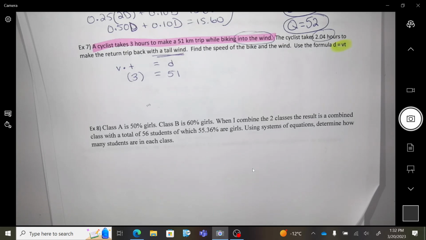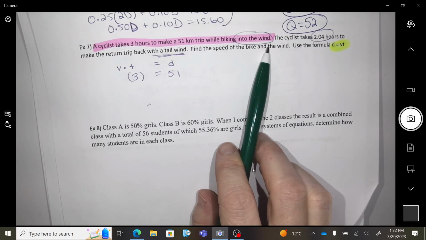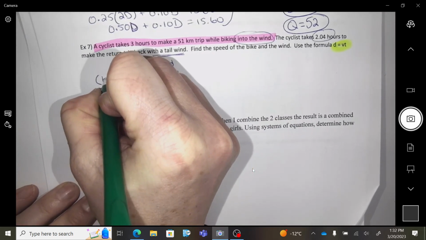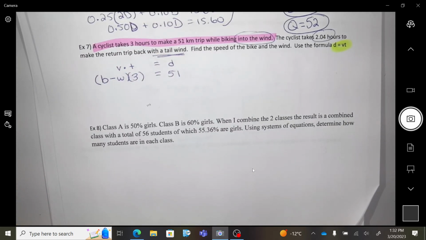Now, the velocity of the bike. What happens to the speed of your bike when you're biking into the wind? You go slower. So this is what I'm going to write: the bike speed subtract the wind speed. When you're going into the wind, you're getting slower. You're losing speed. Does that make sense? Yeah. The wind is pushing against you. It's subtracting from the biker's speed.